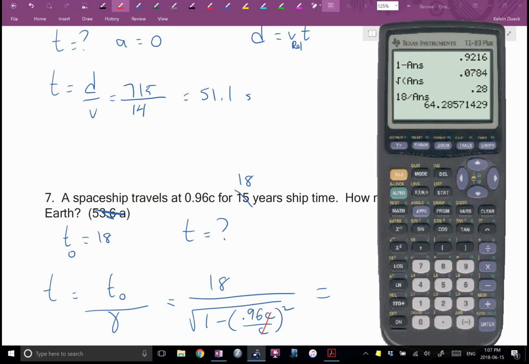So 18 years on the spaceship. If they went away for 9 years, turned around, and came back for 9 years, they would have experienced 18 years. How many years would have elapsed back home on Earth? 64.3. And this is how we found, for example, that it was possible for an astronaut to return home and be younger than his or her child. That was called the twin paradox. It was possible for a twin astronaut to go away and come back, and their twin sibling is now way older than them. They're no longer twins, but they are. 64.3.